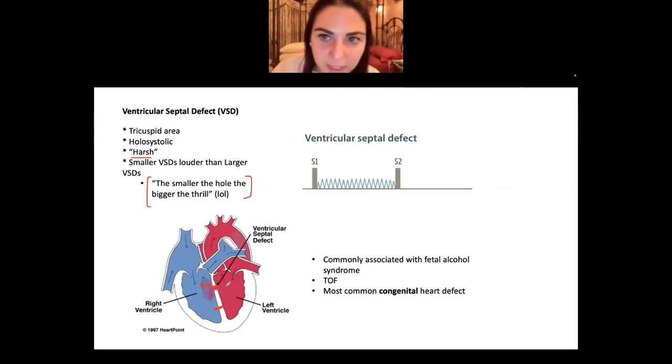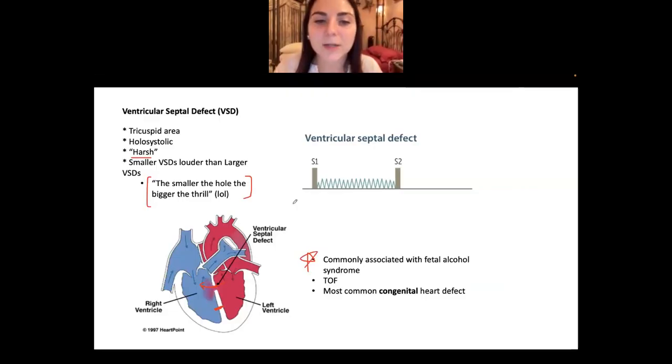If one went from here to here, technically it would be a lot worse, but it would sound a lot better. It would sound like, oh, this doesn't sound too bad. That's not great. That means it's a really big VSD. So I like the smaller the hole, the bigger the thrill. I think that's fabulous, but that's for a VSD.